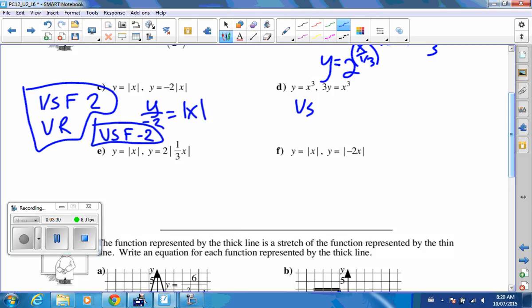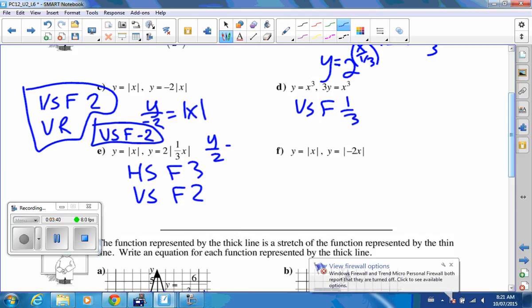Vertical stretch factor 1/3, horizontal stretch factor 3, vertical stretch factor 2, because it would be y over 2 equals absolute x over 3. And then here I have this in the brackets, so this is going to be a horizontal reflection, that's the negative part, and then a horizontal stretch factor 1/2.